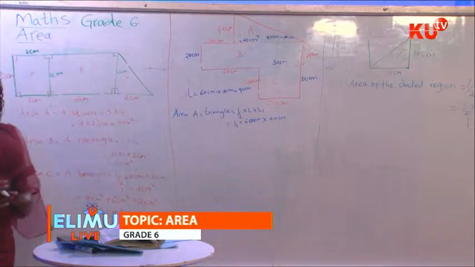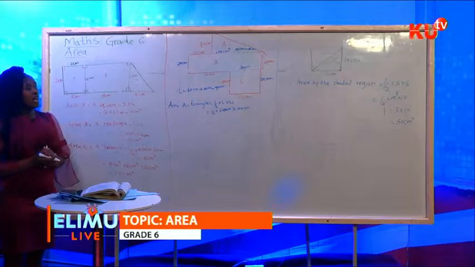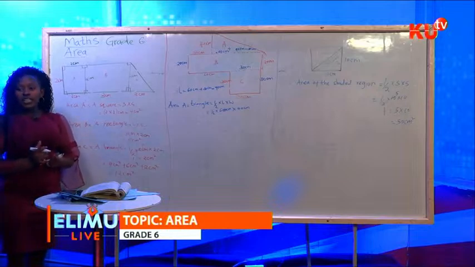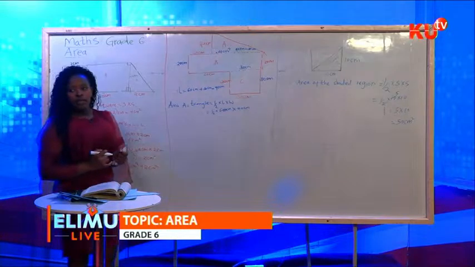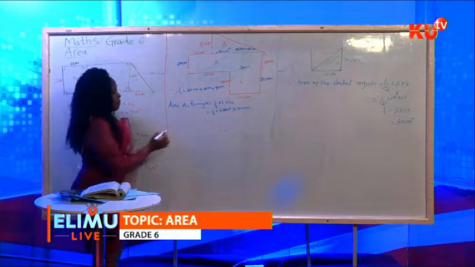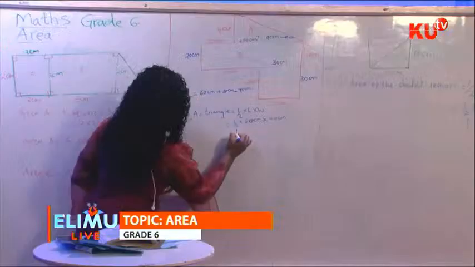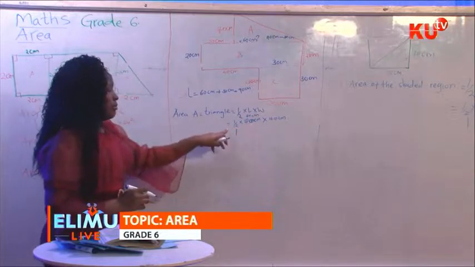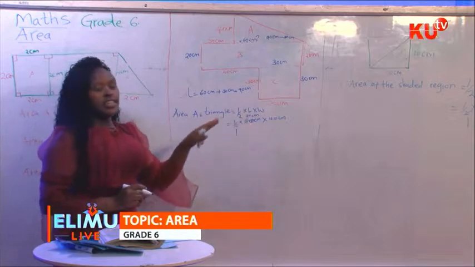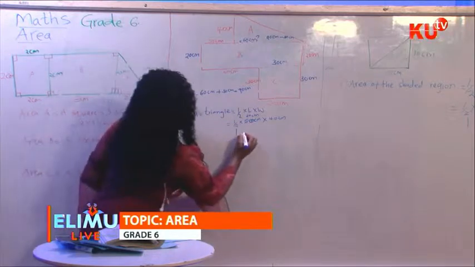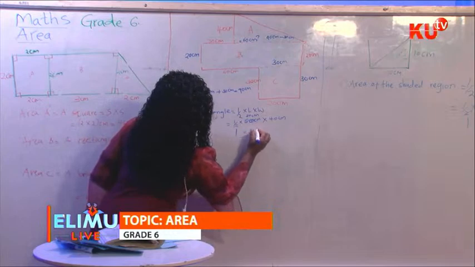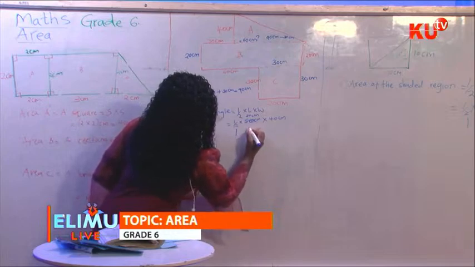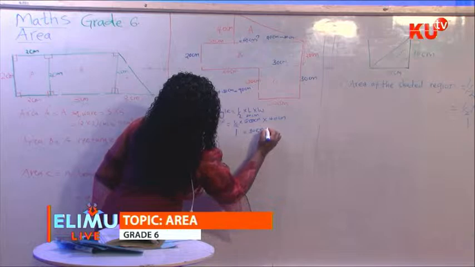So a half multiplied by 60 centimeter multiplied by 40 centimeter. So we can cancel by 2: 1, and by 2, 30. So we are dividing 60 by 2. We have gotten 30. So we have remained with 30 centimeter multiplied by 40 centimeter.